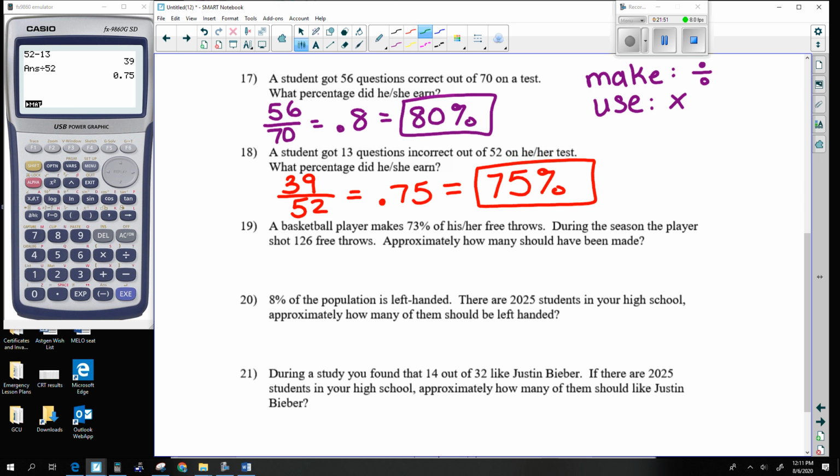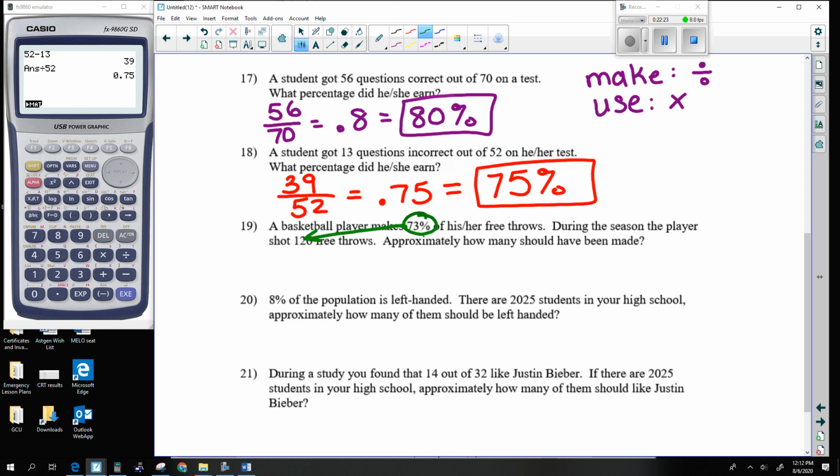Number 19, a basketball player makes 73% of his or her free throws. During the season, the player shot 126 free throws. Approximately how many should he or she have made? All right, so again, we aren't making a percentage. We have a percentage. We don't need to make one. We need to use one. We're taking 73% of that 126. So to use a percentage, we multiply.